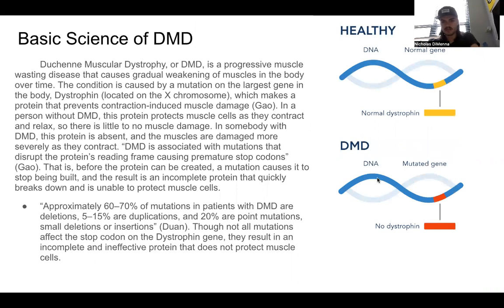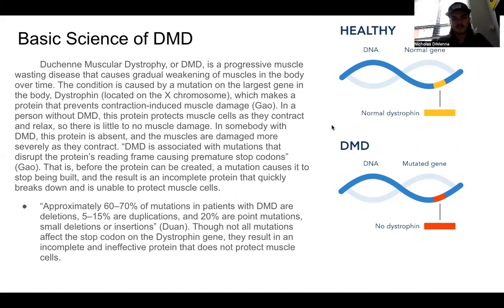So, starting at the basic science, DMD is a progressive muscle wasting disease, meaning that over time, Tim's muscles are going to slowly waste away. He's going to lose his muscle tissue, and it's going to be replaced with fat and dead muscle tissue.